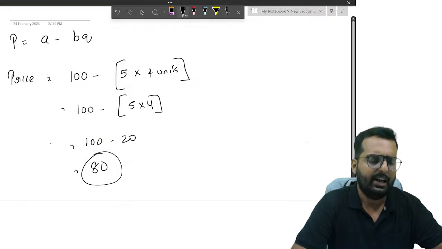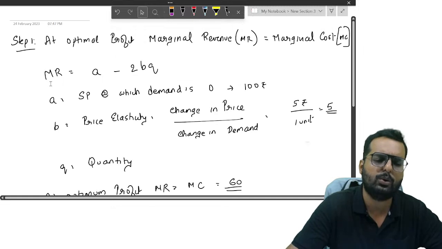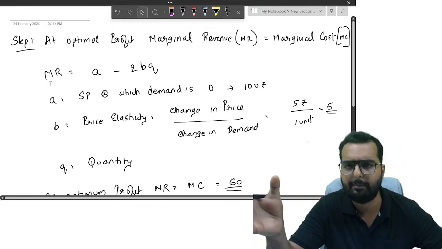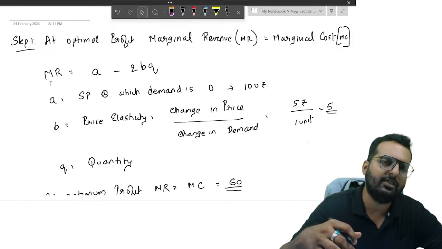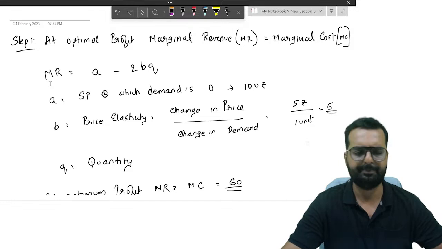Hence proven that if you want to find out the maximum profit, you have to just follow 2 steps. Step number 1, at optimum profit, MR is equal to MC. Step number 2, price is equal to A minus BQ. Can you write down this in your books now?